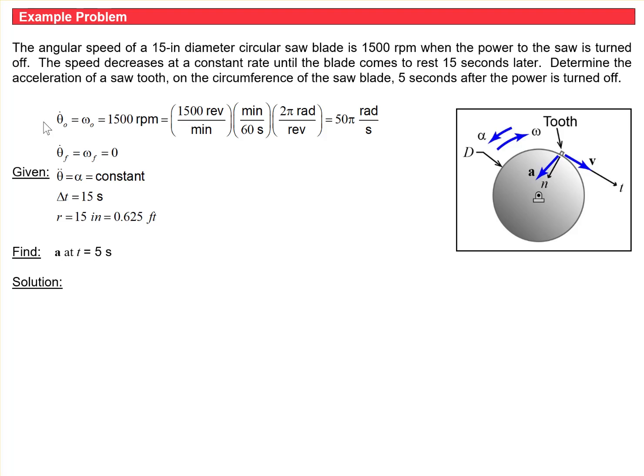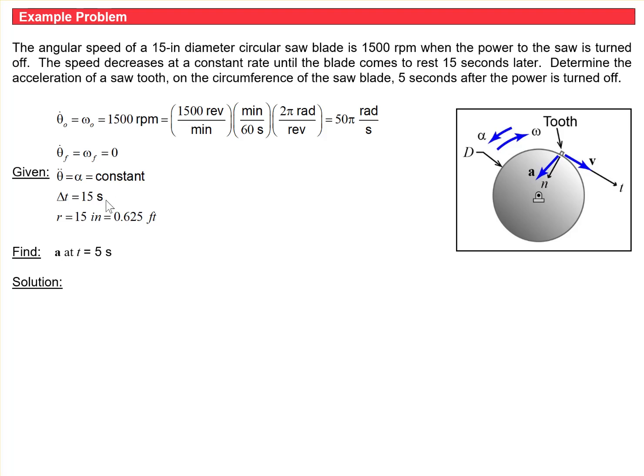Well, we know the angular speed of the saw blade initially, right? So that's 1500 RPMs. Now that can be represented by theta dot or omega. Now, revolutions per minute is not a good unit to use, so I converted that to radians per second. Right? There are 60 seconds per minute and 2 pi radians per revolution. We know also that the angular speed of the blade at the final time is 0 because it comes to a stop at 15 seconds. So change in time, 15 seconds.